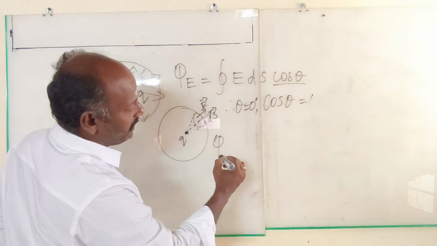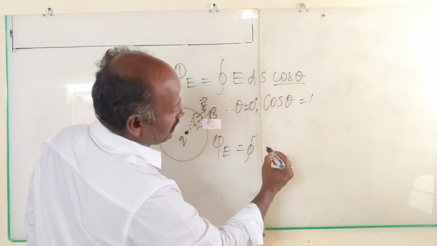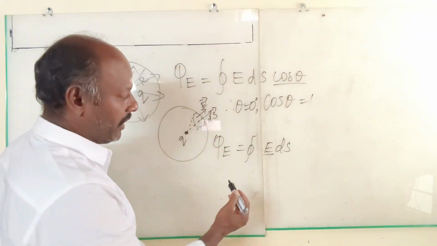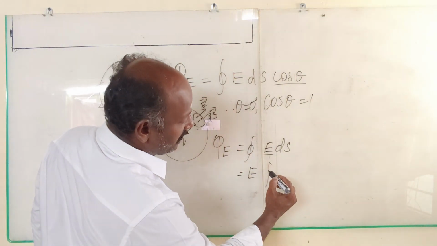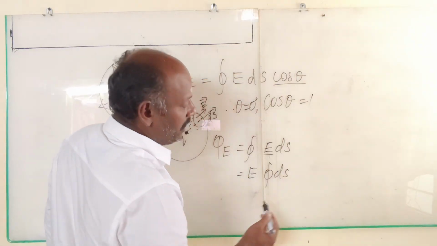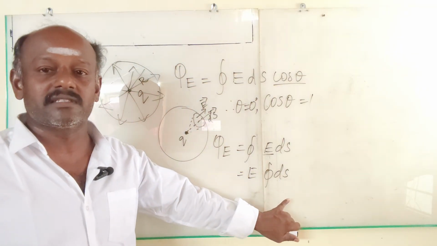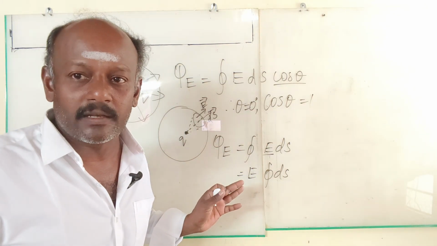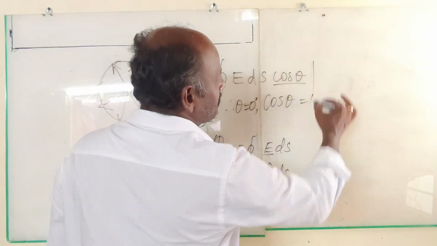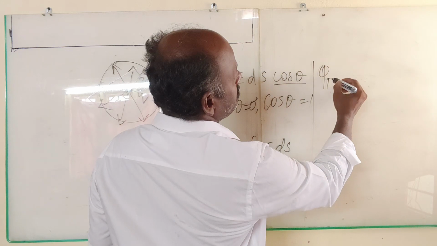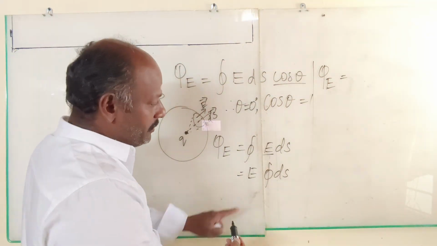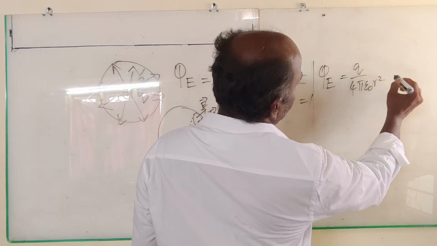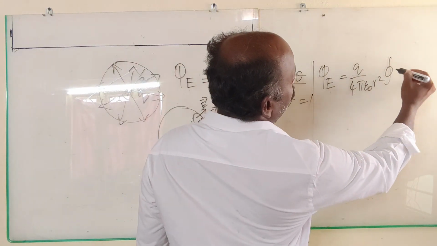So I can write phi E is equal to the closed integral of E ds. If I consider the electric field to be a constant term, I can take it out: E times the integration of ds. If I take the closed integral of ds, this is nothing but the surface area of a sphere. What is the total surface area of a sphere? 4 pi r square. So I can simply write phi E is equal to q by 4 pi r square, and the integration of ds.